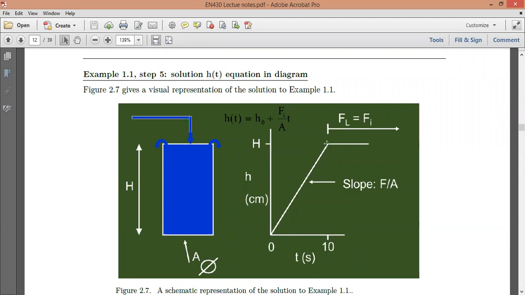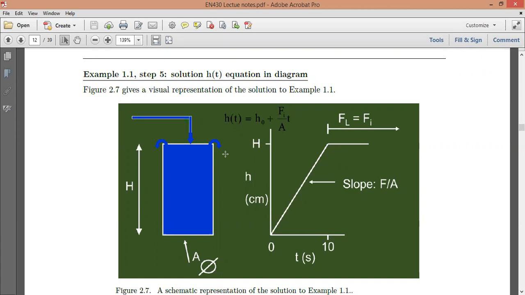So meaning, going forwards, what does FL is equal to FI mean? Going forward beyond this point, when there's now an overflow, okay? So this point where it got full, it's at 10 seconds. So it means that at 10.1 or 10.01 seconds, what happens? You begin to notice an overflow.